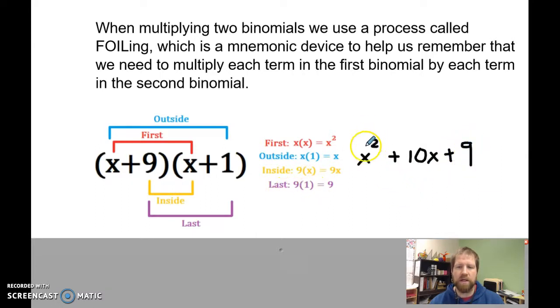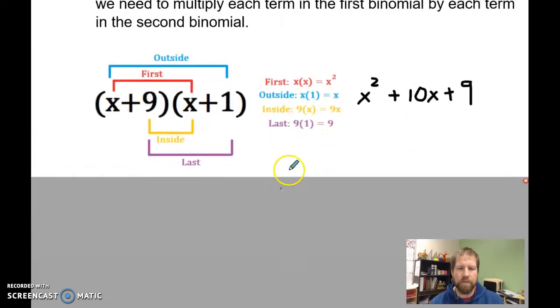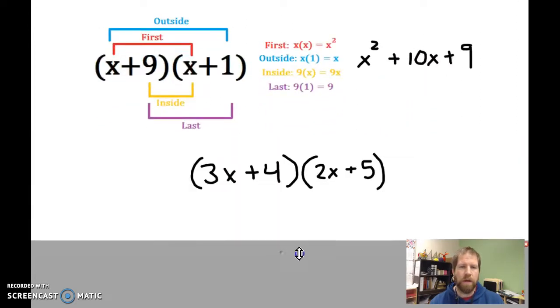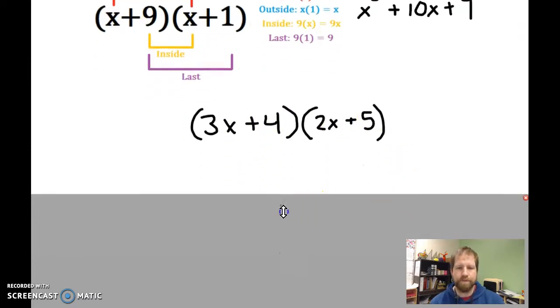Okay, and you can see I come up with a second degree trinomial, or a quadratic trinomial, from multiplying these two binomials together. That's not always the case, but it's the most common. Okay, make sure, if you haven't already, that you get this in your notes. You're going to need to know how to FOIL. You're going to use that pretty much every time you have two binomials.